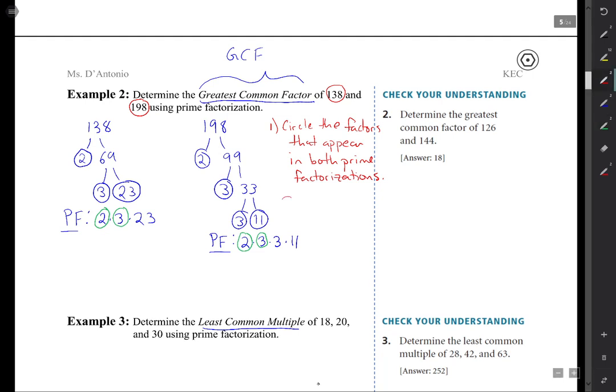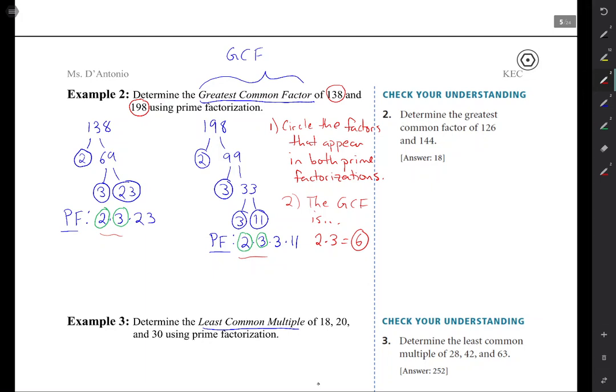So our second step, and this is actually our final step, the greatest common factor, or the GCF, is: we're going to take the two numbers we just circled, multiply them together, and boom, we have the GCF. So the GCF is 2 times 3, which is equal to 6, and that's our greatest common factor. So 6 is the biggest number that divides into both 138 and 198.